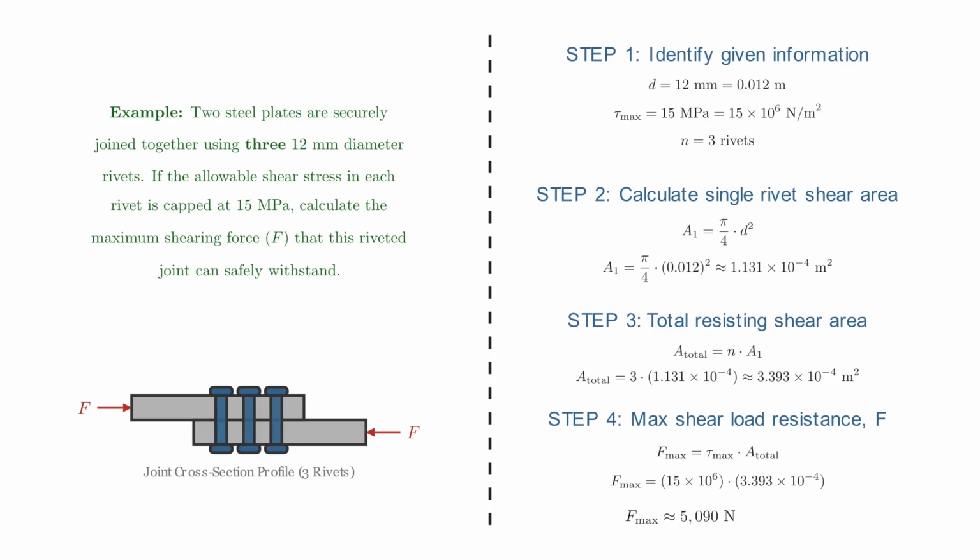So we can divide by 1,000 to convert this into kilonewtons. So this riveted joint can safely withstand a maximum shearing force of 5.09 kilonewtons.